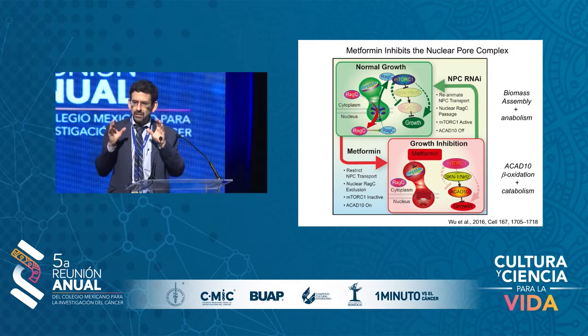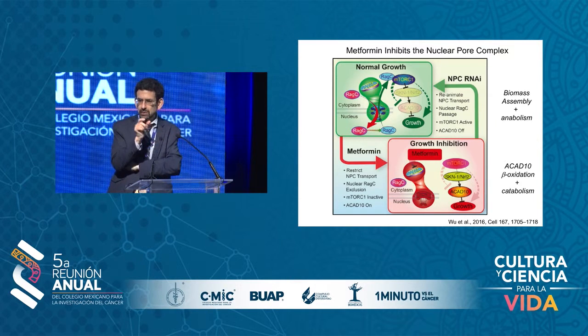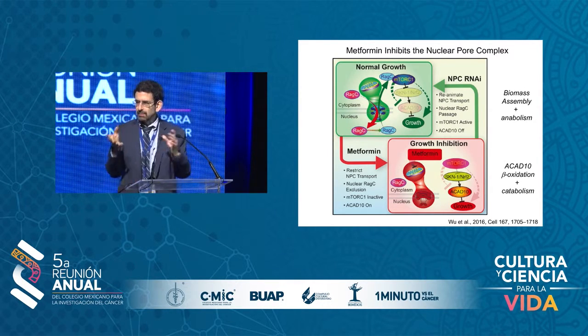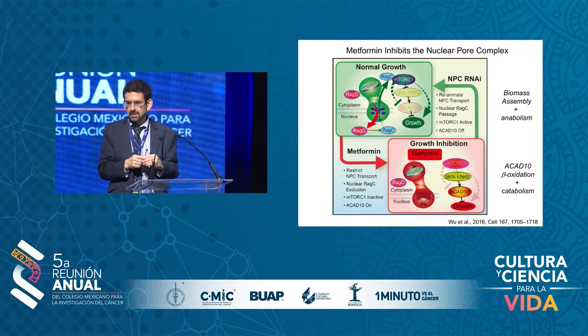So in order for the TORC1 complex to be truly activated, RAGC, which has GTP bound to it, has to enter the nucleus. GTP is hydrolyzed to GDP, and then the RAGC comes back out and joins the mTORC1 complex in endolysosomes, and then promotes biomass assembly. And coupled to this is fatty acid oxidation, and this is from the C.